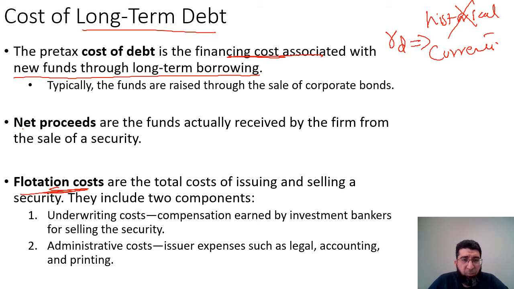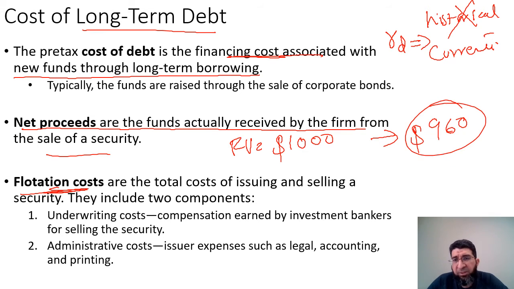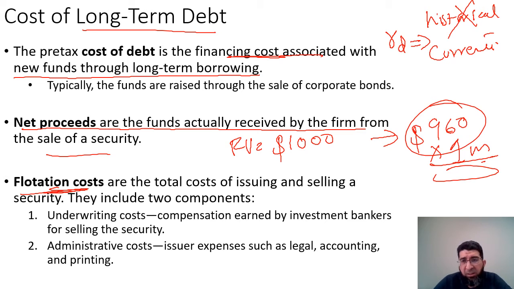And we'll see there are ways to calculate it. Then we have to look at the net proceeds, which are the funds actually received by the firm from the sale of a security. So for instance, as a firm, I issue a bond which has a face value of $1,000, but I'm able to sell it only for $960, then I will receive $960. If I sell 1 million bonds, each bond is worth 960, and multiplied by the million, you will get the total amount.